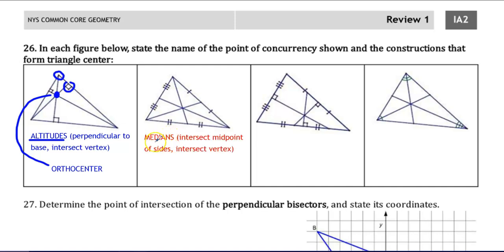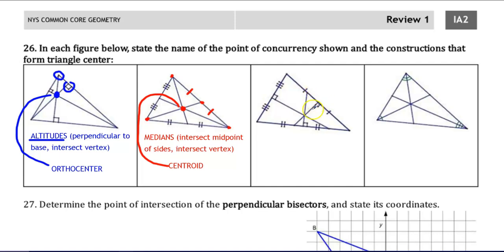Next, this diagram has not altitudes, but another type of line drawn here. These are all medians. They intersect the midpoint of sides, and I know that this is a midpoint of sides because both of the pieces that it cuts the side into are congruent. And they also intersect the vertex, right? So it intersects here and here and here respectively. And there's a special name for the point at which all the medians intersect, and that point is here. It is called a centroid. Right? So altitudes all meet at an orthocenter, medians all meet at a centroid.